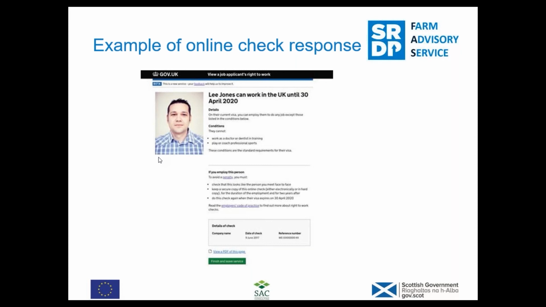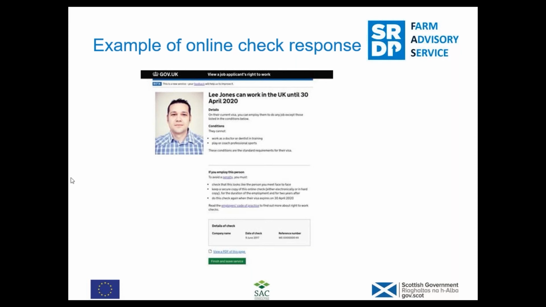So for example, Lee Jones can work until the 30th of April 2020 in the UK. And then there's a small area down the bottom which allows you to view a PDF of this page, which you could then save or print as your evidence that you had carried out the check. So it's a one or the other situation. You don't need to do both, but it will only be people who have a right to work share code where you can do the online check. So in that case, if they didn't have that, you would look to go back and do an original document check.